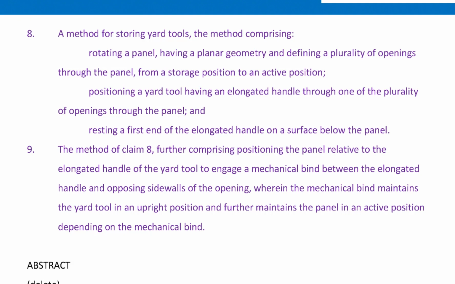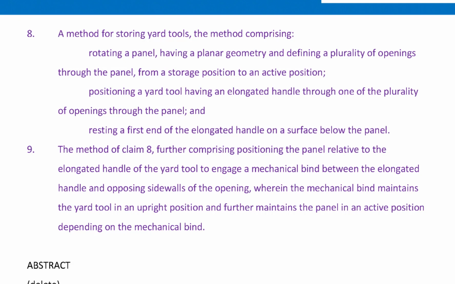It also requires positioning a yard tool having an elongated handle through one of the plurality of openings through the panel, which is similar to claim 1 but is a little bit more precise with reference to the yard tool and the elongated handle. And then the last sentence of the claim requires resting a first end of the elongated handle on a surface below the panel, which is not part of my claim 1. So it's slightly different in scope than claim 1, but at this stage I'm perfectly happy with it. I don't need to refine it more. It explains at a basic level what my claim does, how it will be operated or used by a user.